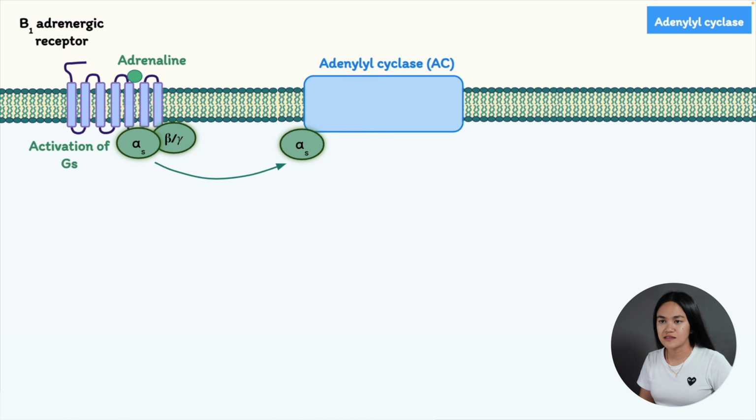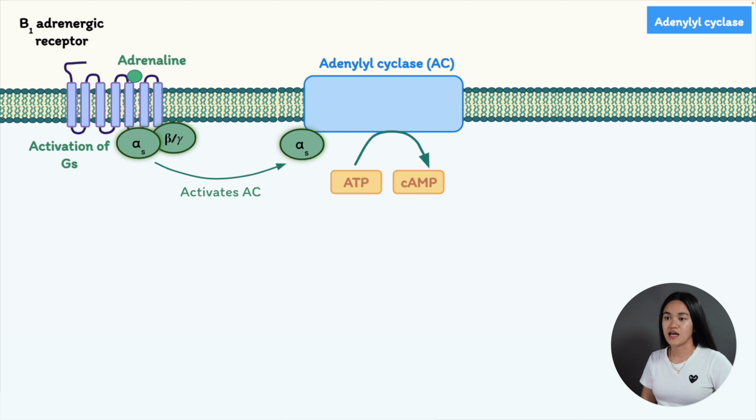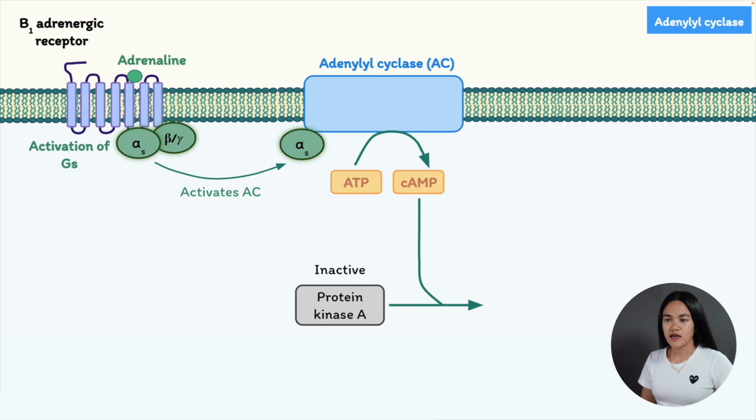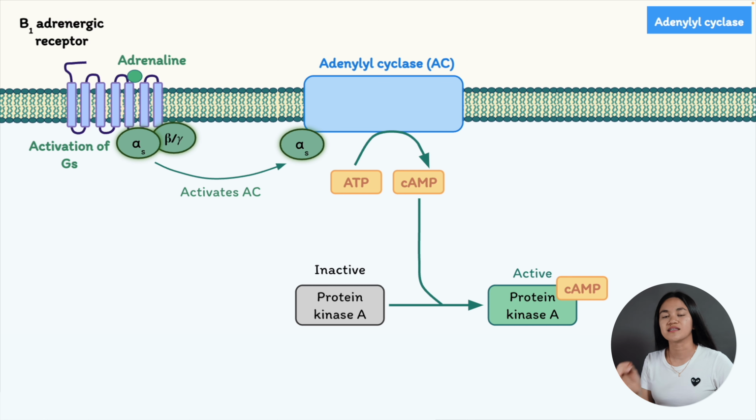And this heightened activity in turn raises the level of cyclic AMP. All right. Now remember earlier, we talked about how one of the main targets for cyclic AMP is protein kinase A. As cyclic AMP levels rise, protein kinase A gets activated to a greater extent. There's an increase in the activation of protein kinase A. So you can see it right here.